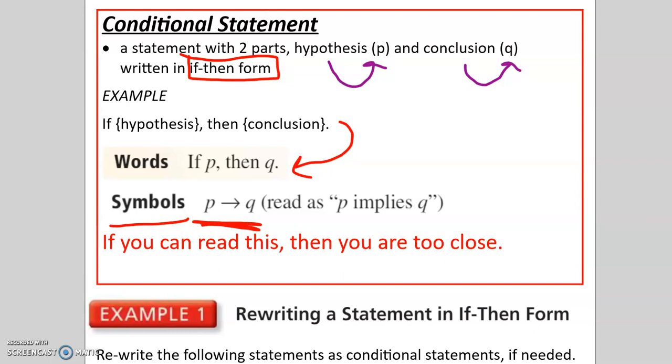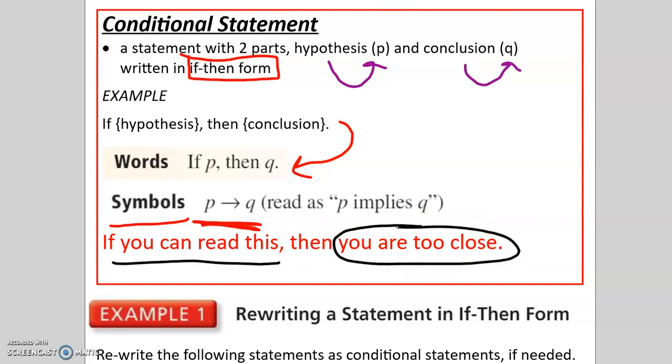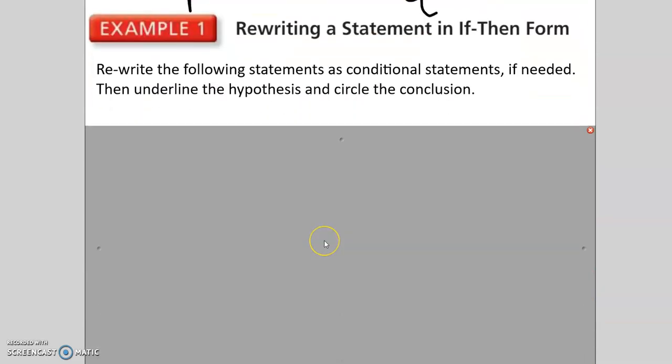And then here's an example, guys. It says, if you can read this, there's my hypothesis, then conclusion, you are too close. I could label this P and this Q. So let's take a look at some examples here. In this first example, we're going to master rewriting a statement in if-then form as a conditional statement, and I want to be able to underline and circle to identify the hypothesis and the conclusion. So let's get started here.